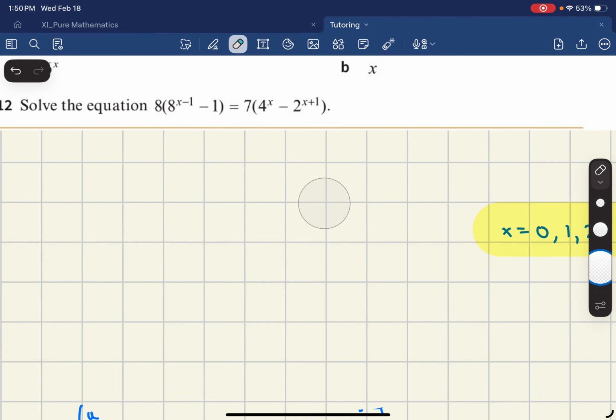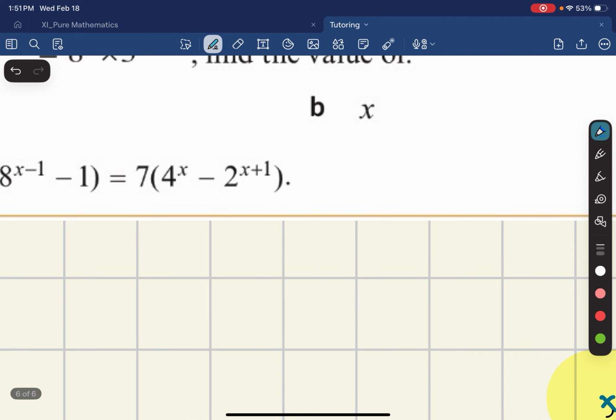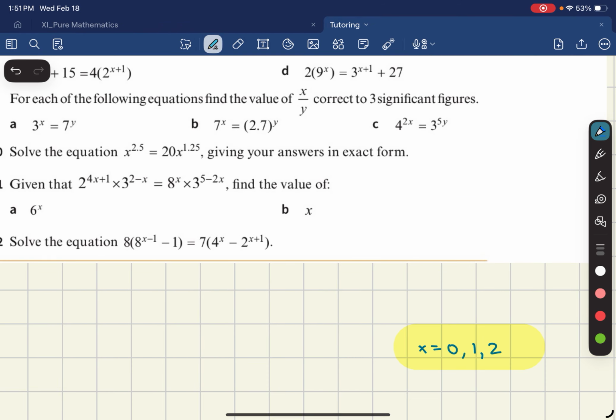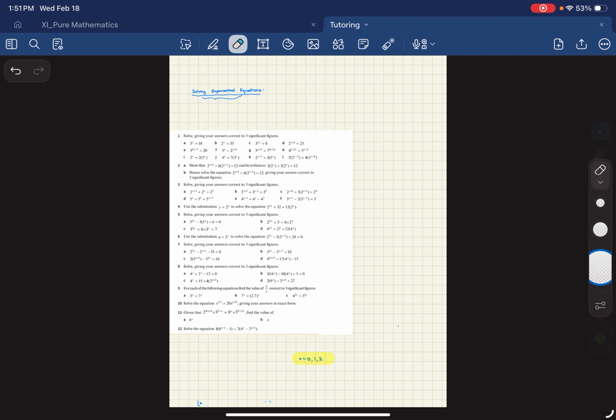It should work with 1. So if you substitute 1, you get 1 minus 1. This is 0. And if I substitute 1 here, this becomes 4. 4 minus 4 is 0. So yeah, it works. And it should work with 2 as well. So that is the answer. And we are done with the topic of solving exponential equations.